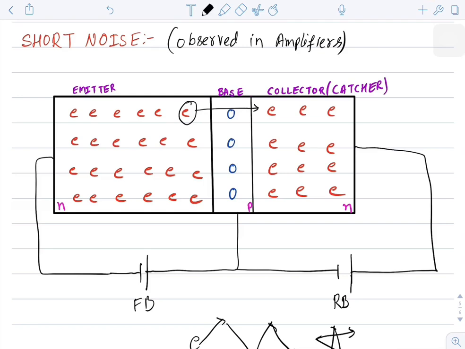In a simpler way, a shot noise is a noise where the electrons from the emitter will not reach the collector at the same instant. Instead, it will reach the collector randomly by generating a random current which will give rise to a random voltage, and that random voltage we call it as shot noise.